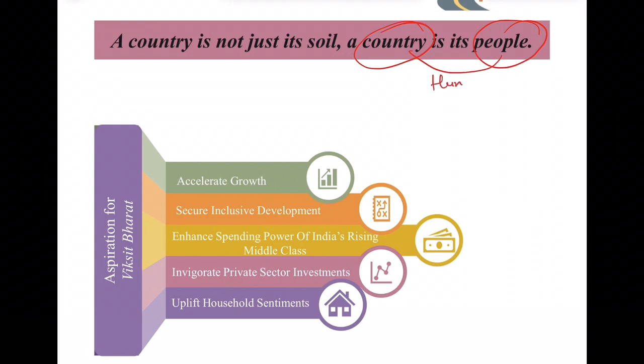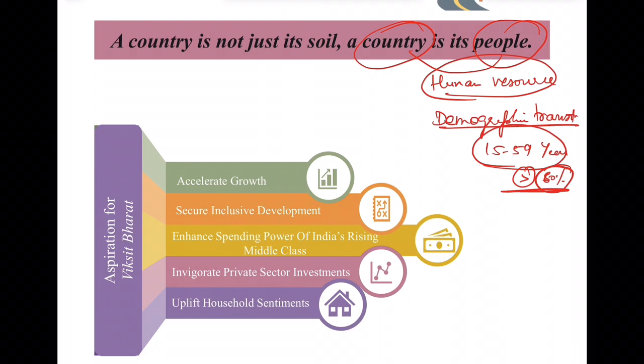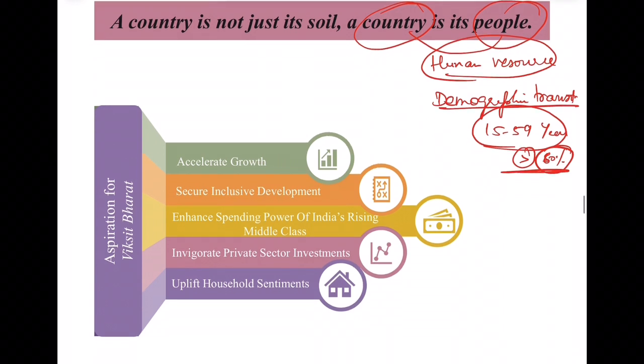So, it is people that make a country. So, human resource, and also we are going through a demographic transition, like the 50 to 59 years population exceeds more than 60%. Now, what are the aspirations of the Viksit Bharat? Accelerated growth, secure inclusive development, enhance the spending power of the rising middle class, then private sector investment should increase, and uphold household sentiments.